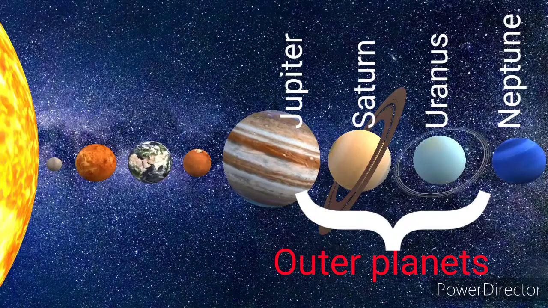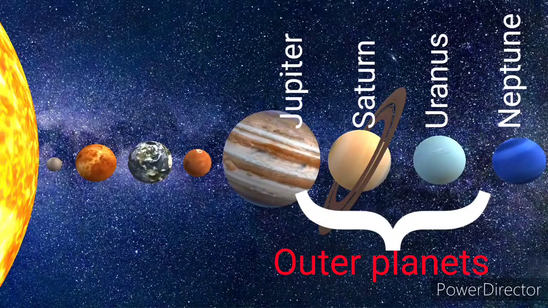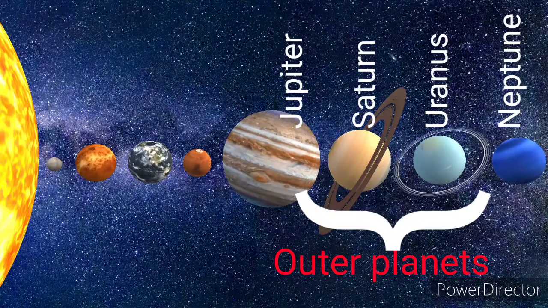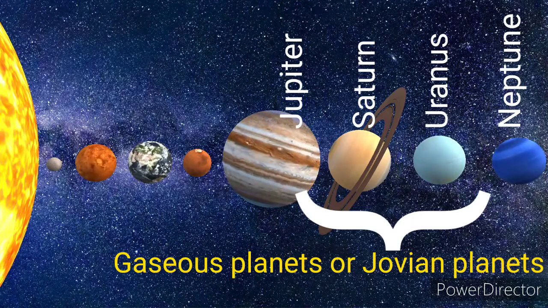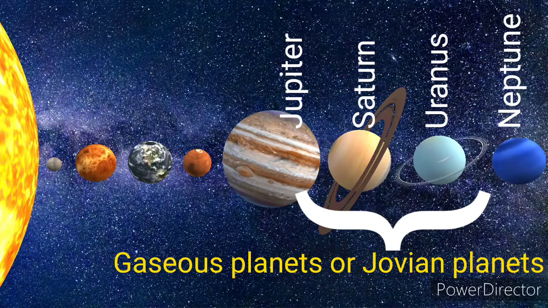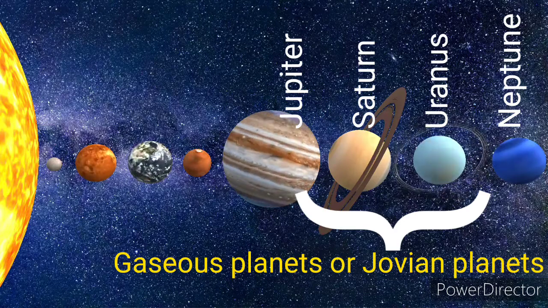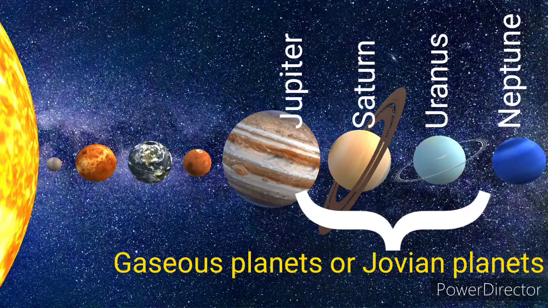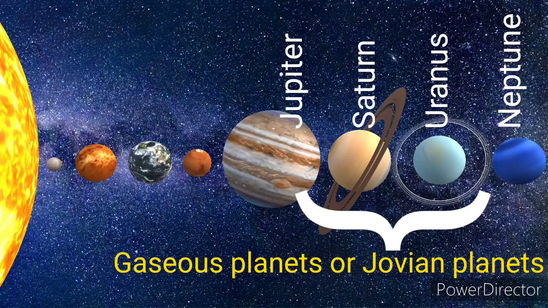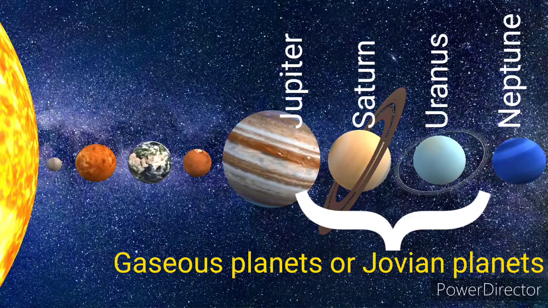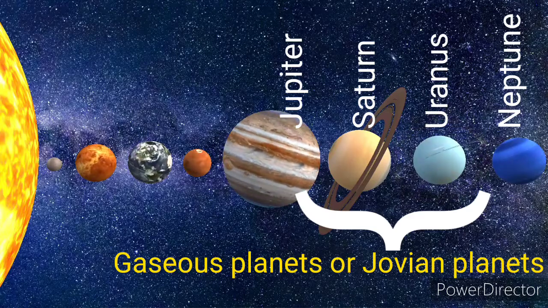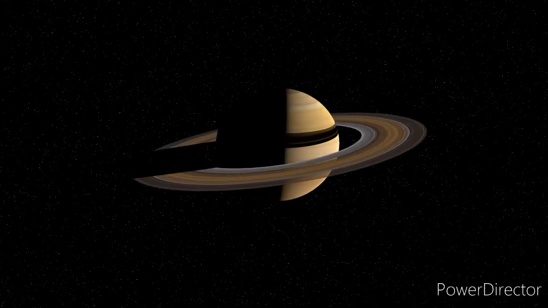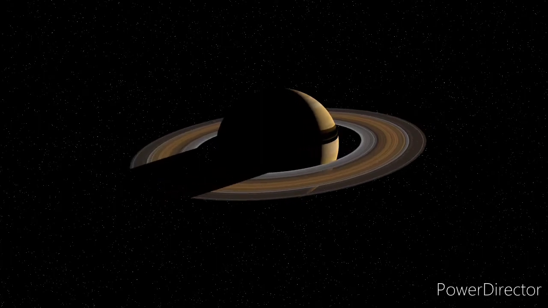The outer planets Jupiter, Saturn, Uranus and Neptune are called gaseous planets or Jovian planets. They are called gaseous planets because they are mostly made up of gases, and Jovian means like Jupiter. So as these planets have their formation like Jupiter, they are also called Jovian planets. All these Jovian planets have rings. Saturn rings can be seen clearly through a telescope.